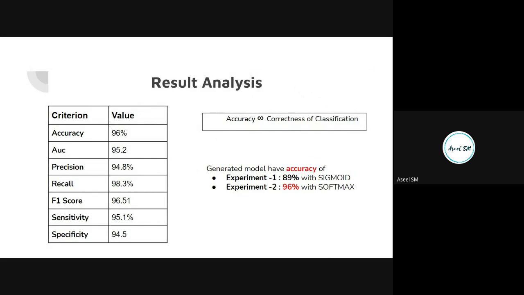So, the result analysis. After doing this classification and the training, I got the result. I did two experiments, with the sigmoid function and the softmax function. With the sigmoid function, I got only 89% accuracy, while with the softmax function, I got 96% accuracy. Accuracy is directly proportional to the correctness of classification. So in experiment 2, when I gave 100 images, I got 96 images correct. And all other metrics like recall, precision, sensitivity, specificity show values above 90, which means my model is highly accurate.